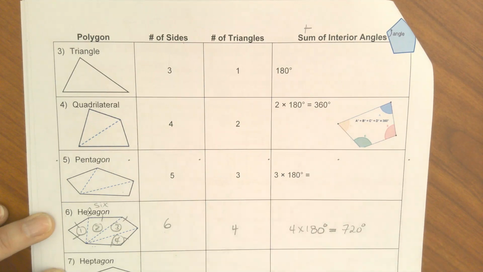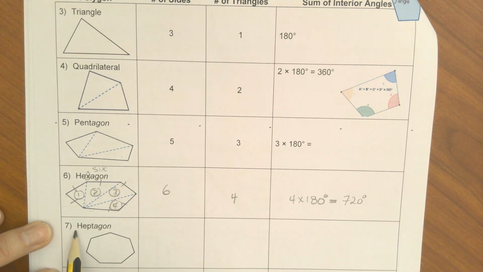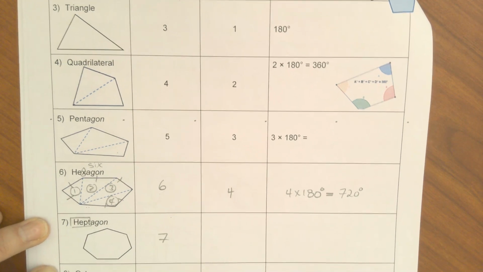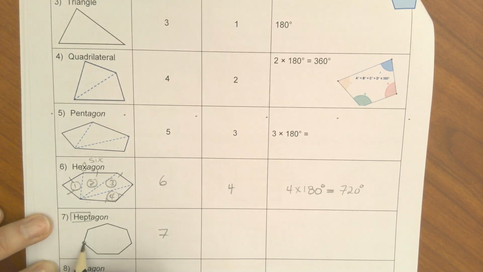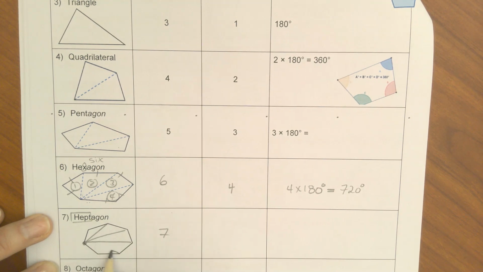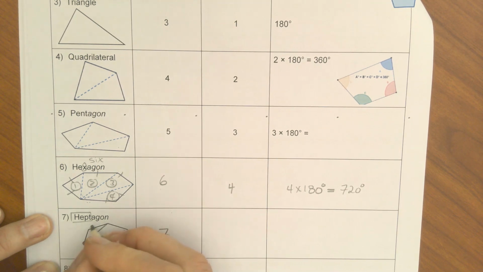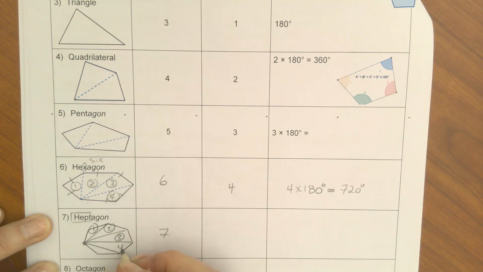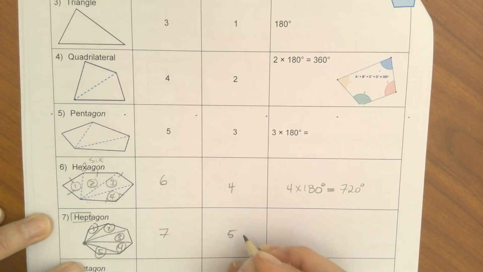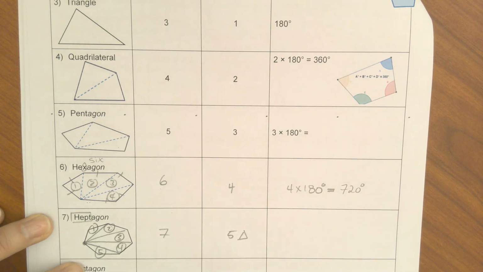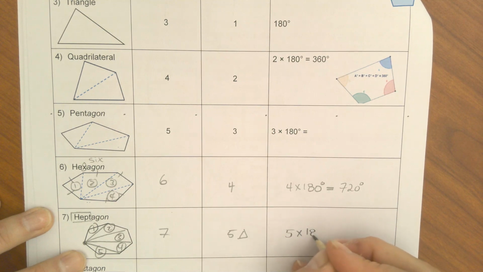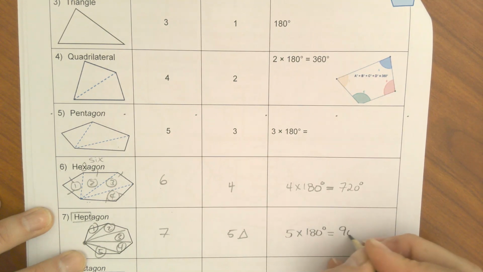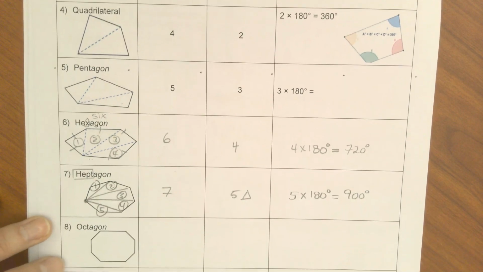720. Let's do heptagon. Hept, there's no easy way to remember, it's 7. So it has 7 sides, and we're going to pick one point, one vertex, and connect them all to make triangles. There. How many triangles did I make? 1, 2, 3, 4, 5. So 5 triangles. So to find the total number of angles in a heptagon, I go 5 times 180, which is equal to 900.